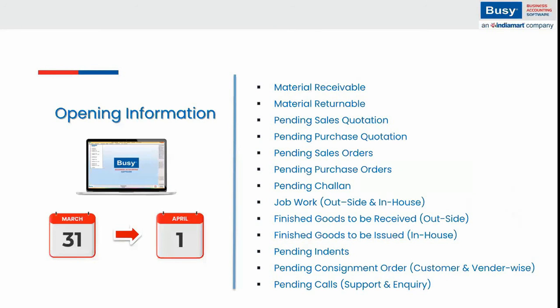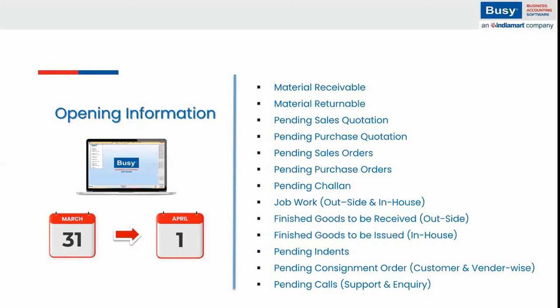The opening information means the March 31st value is called closing, and the April 1st value is called opening. Because in India, March 31st is the financial year closing date and April 1st is the beginning date. In that scenario, some important information we want to update. That is like material receivables, returnable, pending sale quotation, purchase quotation, purchase order, challan, job work outside, inside, finished goods to be received, etc. Why it is required: before purchasing this software, you are managing all this information in manual entry.